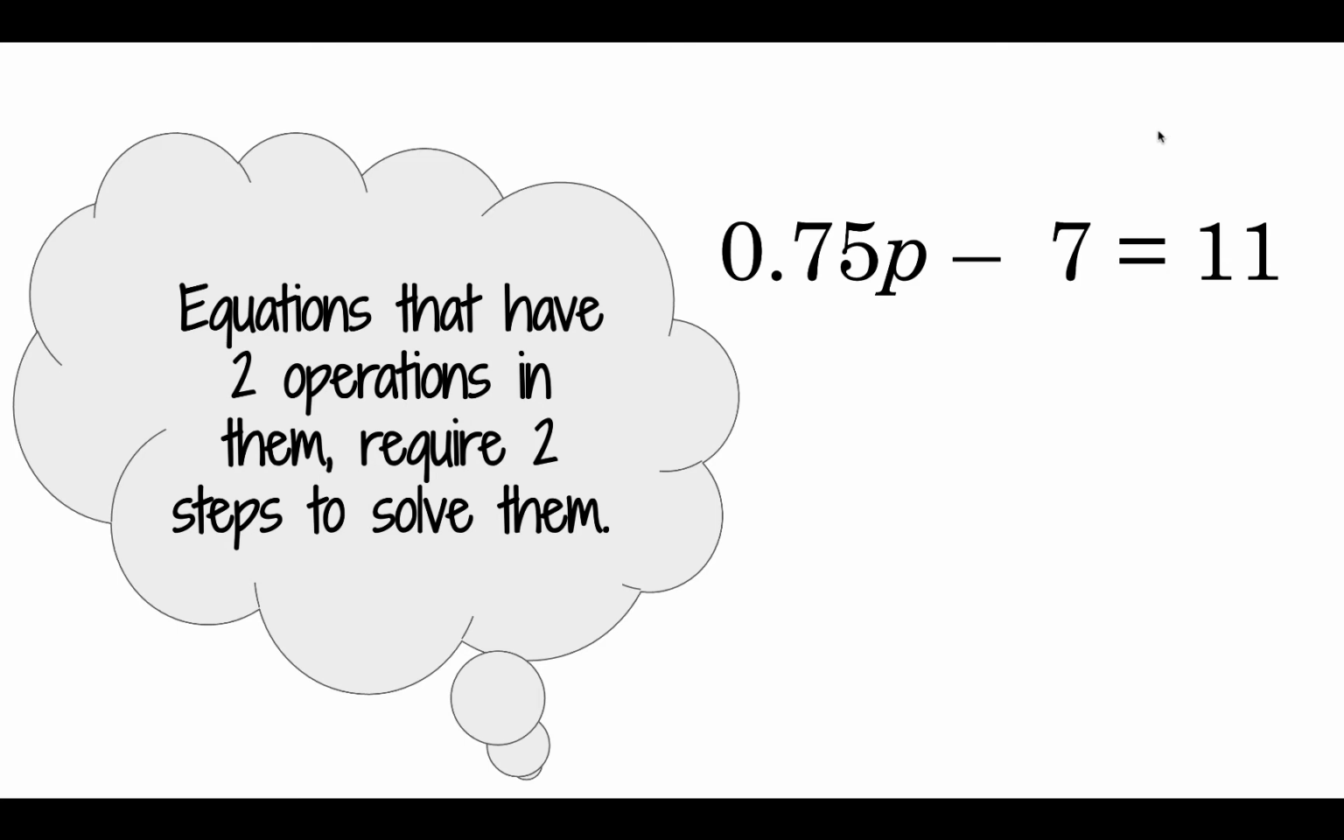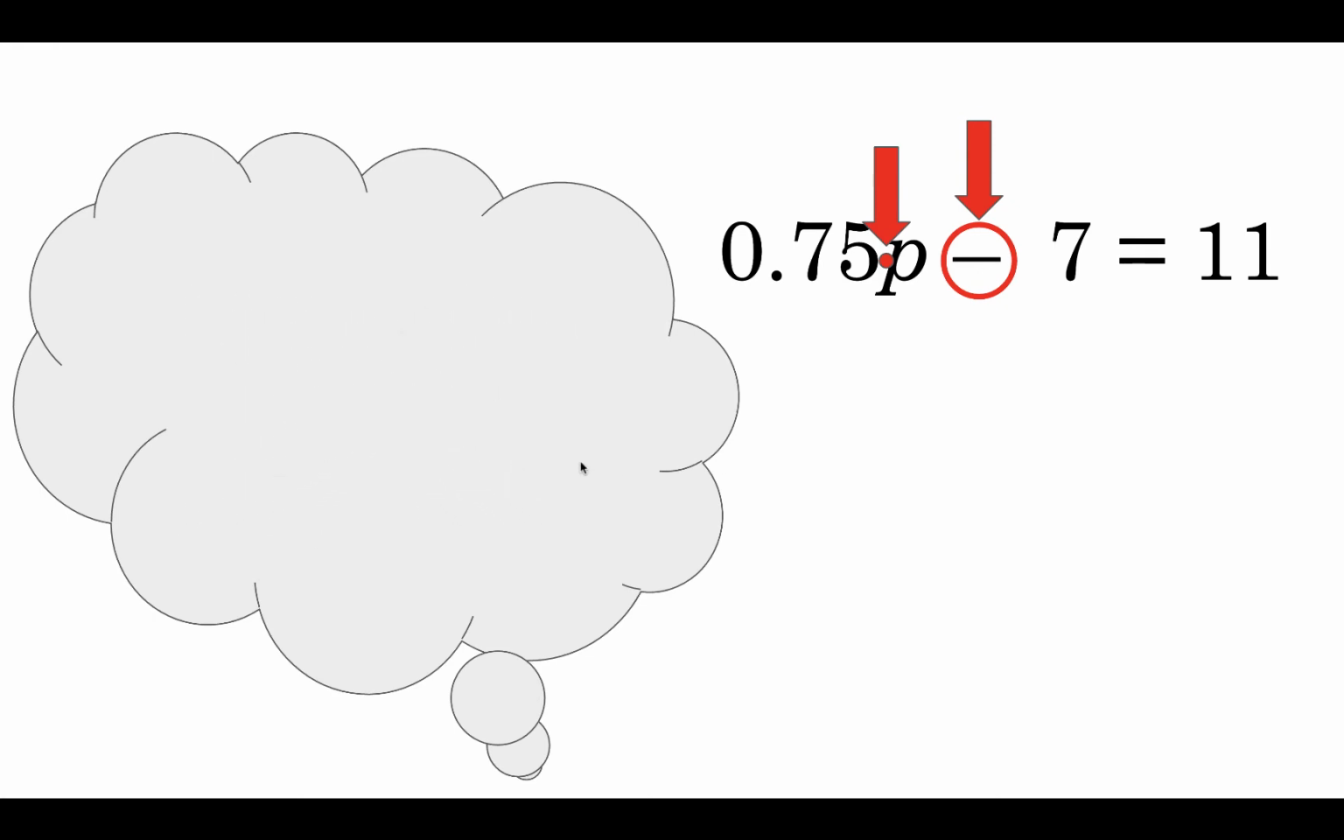Equations that have two operations in them require 2 steps to solve them. You practiced this yesterday. How is today different than 5.3a? The rational numbers that we're going to have in our equations are going to be in fraction form, decimal form, integer form. We're bringing it all together. You can see that in this equation, we have 2 operations, multiplication and subtraction.